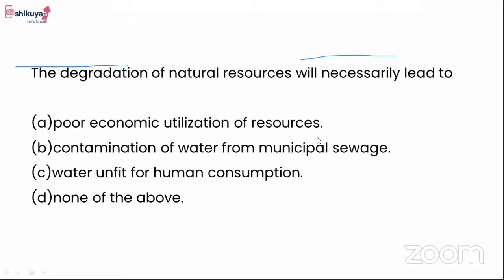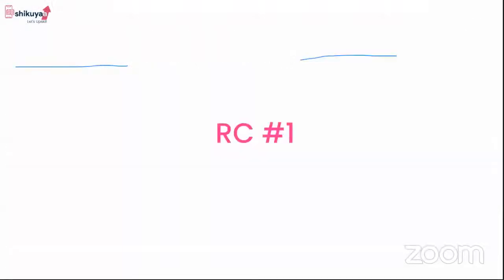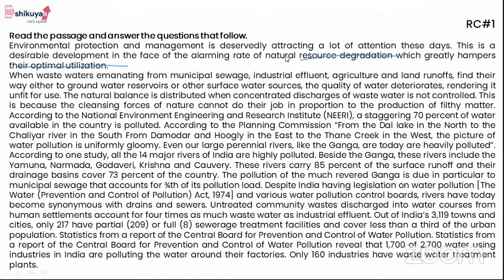So when I skim my passage, paragraph to paragraph, I make a note. Suppose this is our first passage. While reading it, I'll keep a note in my mind. The first passage is about environmental protection. It talks about resource degradation which greatly hampers their optimal utilization. Now what about the second passage? It talks about municipal sewage, different pollutions, different acts, and what according to NEERI is said. So this is all about the second passage.